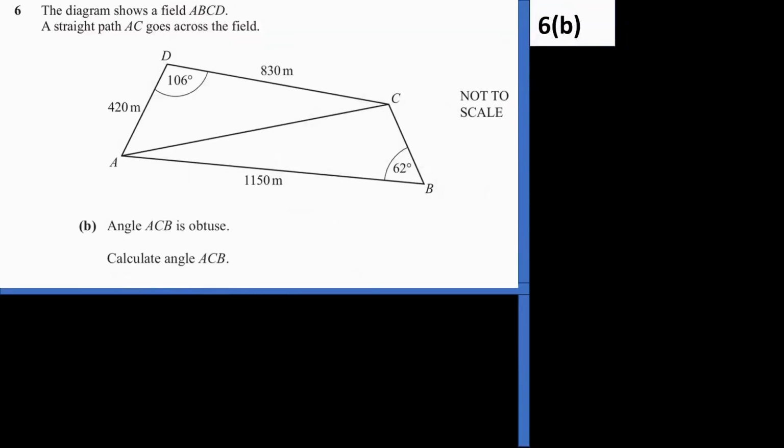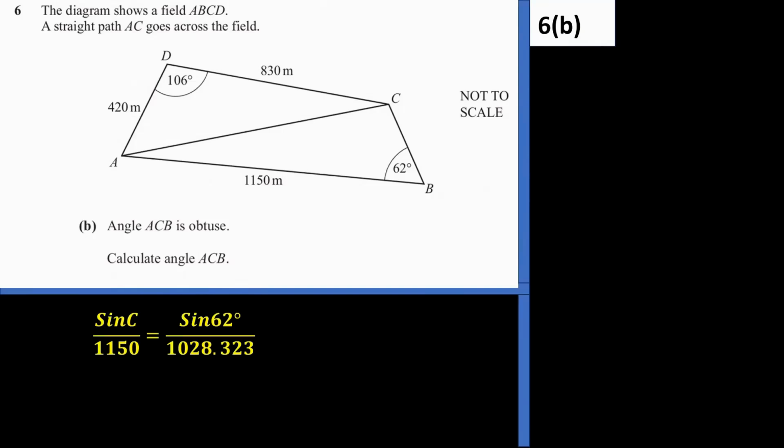Here, we are required to find angle ACB, or to show that angle ACB is obtuse. That is, that angle ACB is bigger than 90 degrees. That's what makes it an obtuse angle. So let's see how to get that. We are also asked to calculate angle ACB. Angle ACB is obtuse, that's it, bigger than 90.